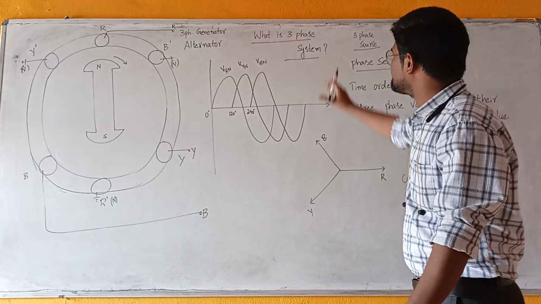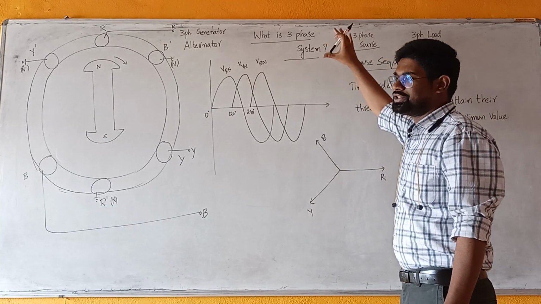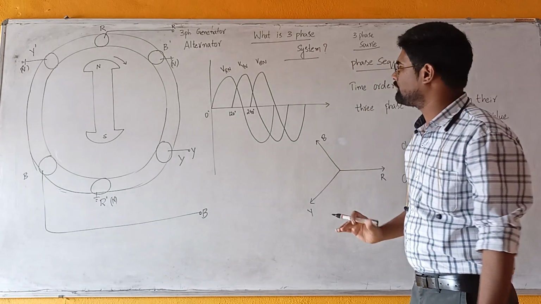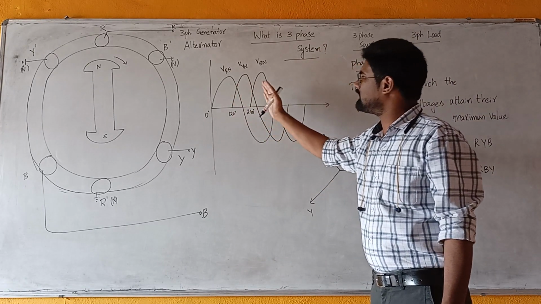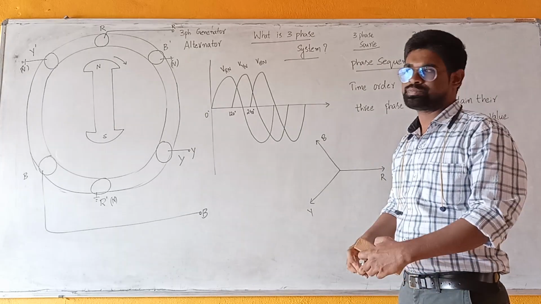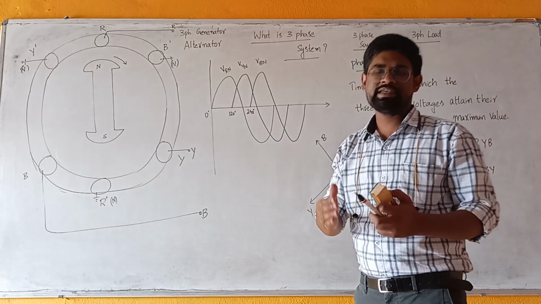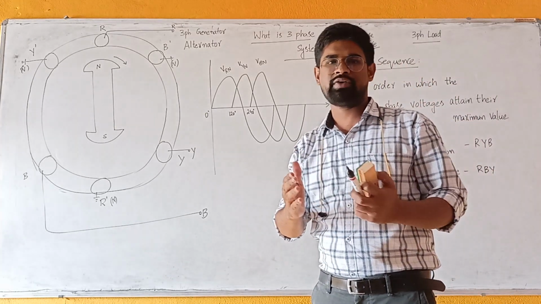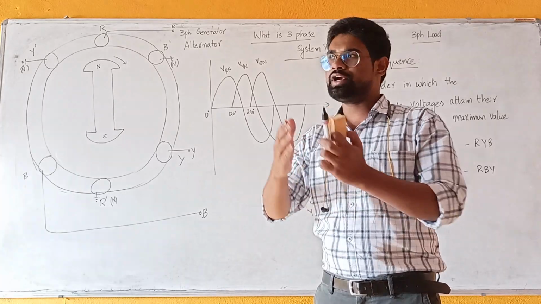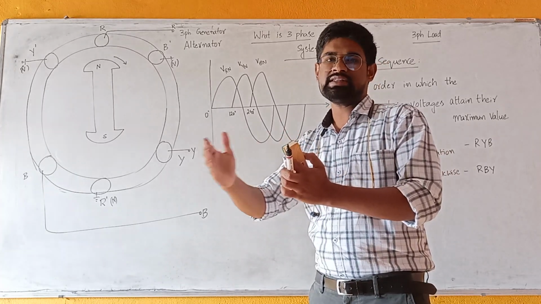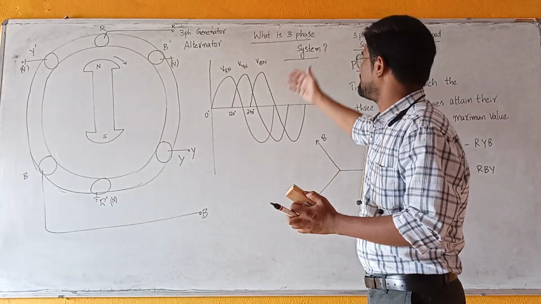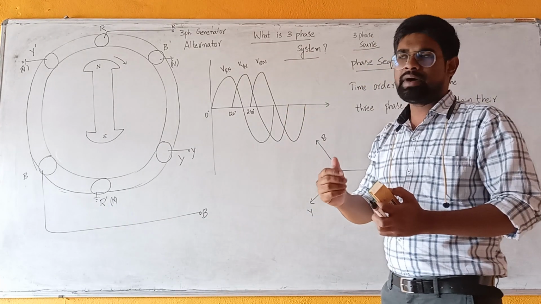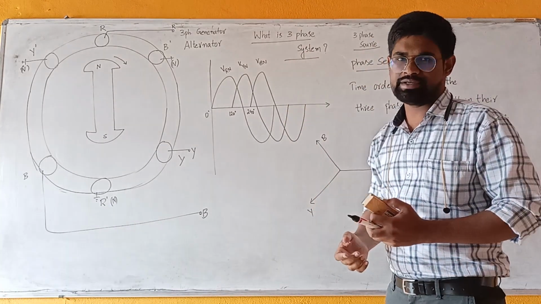Now what does a three-phase system mean? A three-phase system consists of three single sets of voltages. If you take a single-phase system, it consists of a single voltage. If we take three such single voltages, that is nothing but a three-phase system. But we will add a few more points to this.